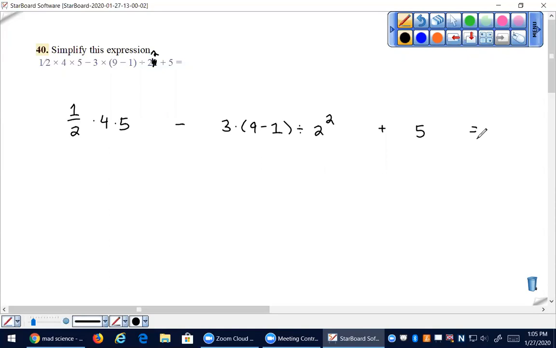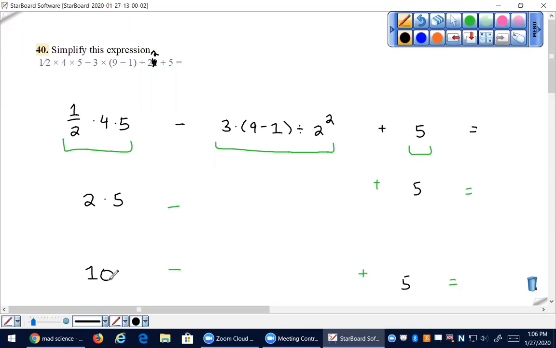So I have my 3 terms. The minus is just going to continue. The plus is just going to continue. Oh, this one's easy. 5 is just 5. So 1/2 times 4 times 5, what do we do first? Yeah, we're going left to right. It's only multiplying and dividing. So 1/2 of 4 is 2. 2 times 5 is 10.